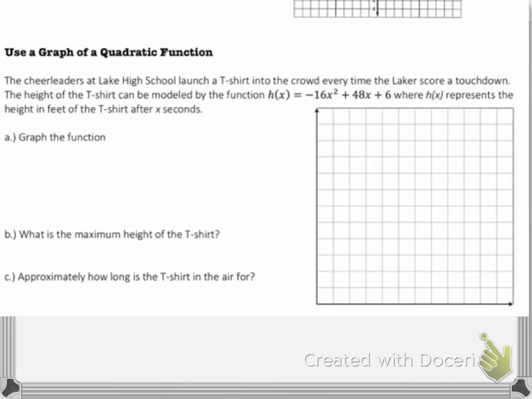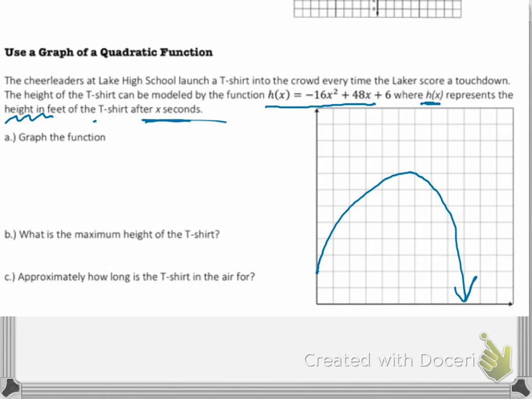So in this instance, this example was pulled from a book. It says the cheerleaders at Lake High School launch a t-shirt into the crowd every time the Lakers score a touchdown. So the height of the t-shirt can be modeled by this function where h of x, the outcome, represents the height, and x is the number of seconds it's been in the air. Now don't draw this, but if I'm launching it starting at a height of 6, it's going to go up, and then it's going to go down. So I know my parabola is going to look like that.